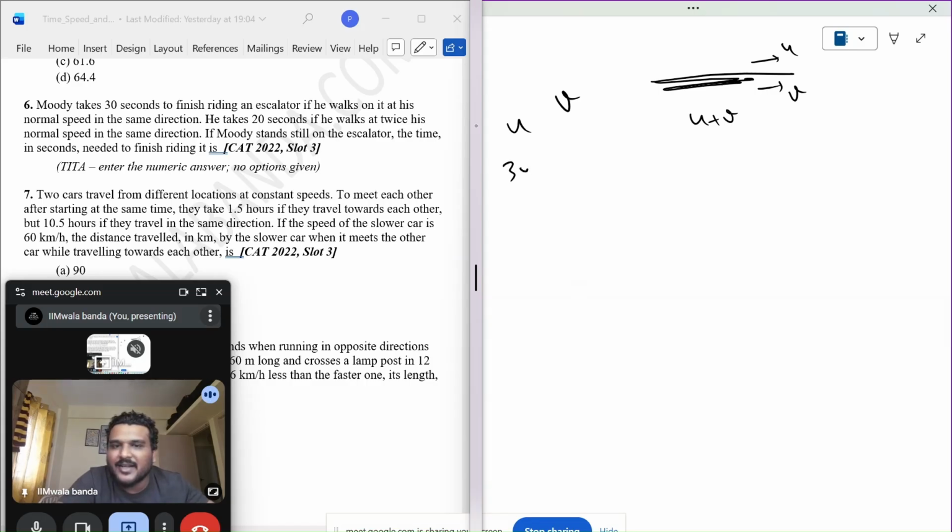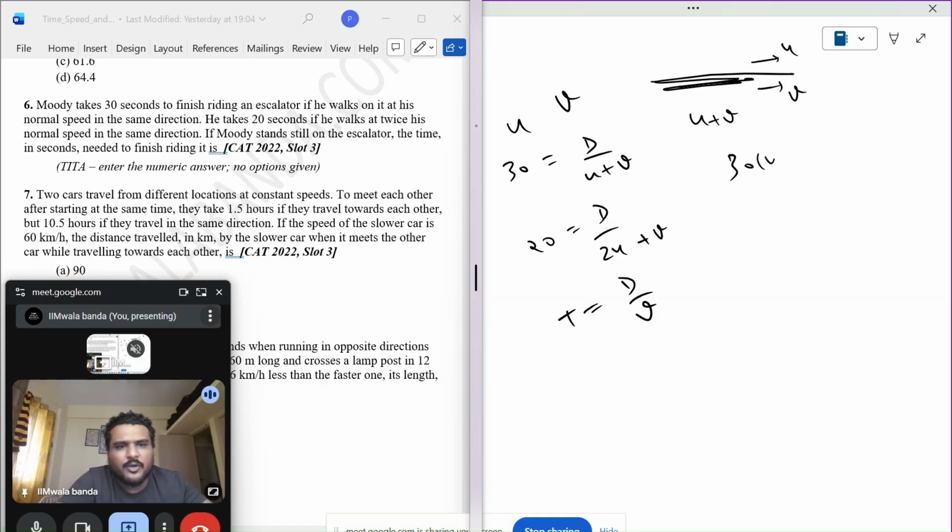So it is saying that it takes 30 seconds to finish riding an escalator. Let's say he covers distance D at his normal speed, which is U plus V. Now he takes 20 seconds if he walks at twice his normal speed, let it be 2U, in the same direction. Again, escalator will remain V. If M stands still on the escalator, then the time taken to finish. Let's say T will be the time, and this time is standing still, so U is 0, and it is only the escalator which is taking it ahead, and we have to find out T. That's what the question is providing as information.